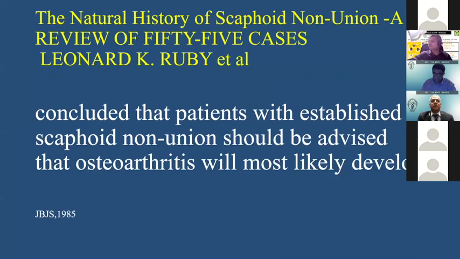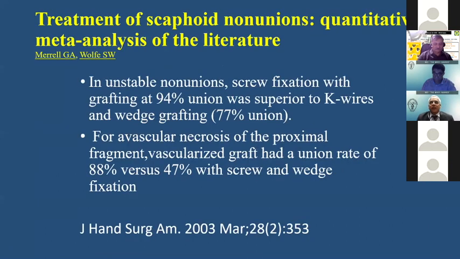This goes on to reinforce the paper from Leonard K. Ruby et al., who clearly concluded that patients with scaphoid non-unions should be advised that osteoarthritis will most likely develop. 97% of the patients in this series were untreated scaphoids. We followed them up and saw that 97% developed osteoarthritis, and that's the importance of treating scaphoid non-union, either symptomatic or asymptomatic.